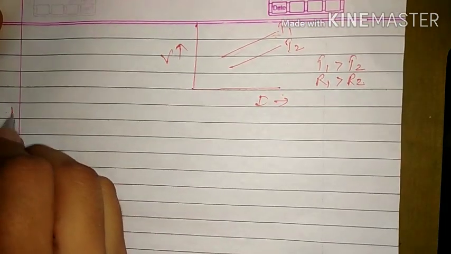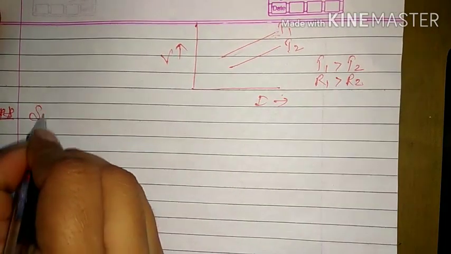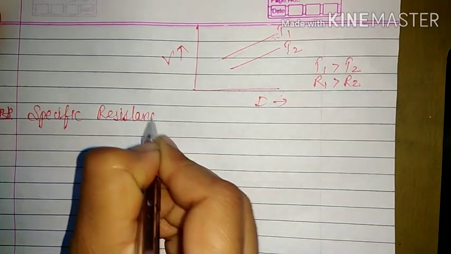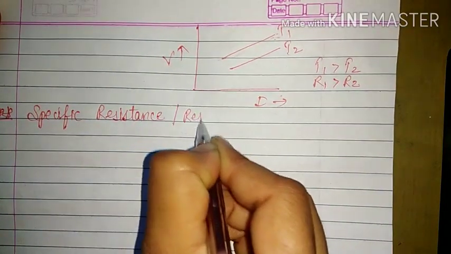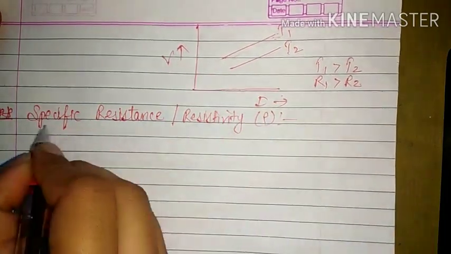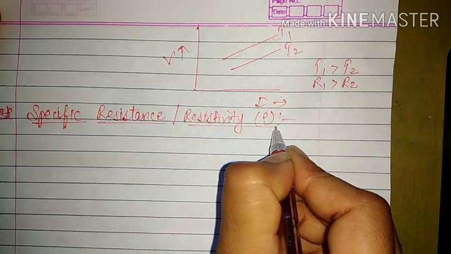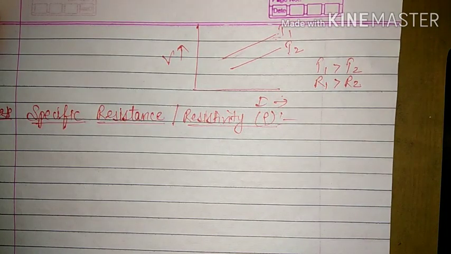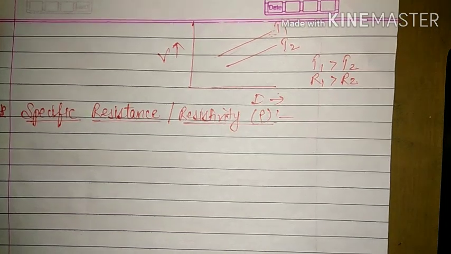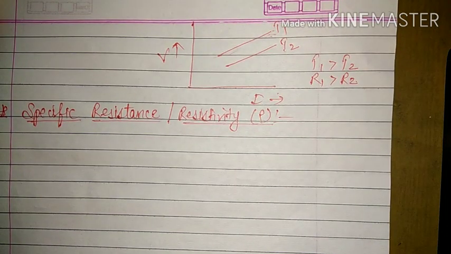Now our next topic is specific resistance or resistivity. A little we have already discussed about it, resistivity, and we had denoted it by rho. About the same resistivity we are going to study now, and it is also known as specific resistance. Specific means specific or unique for a particular material. That means for a particular material it is constant. It is the characteristic property of the material.